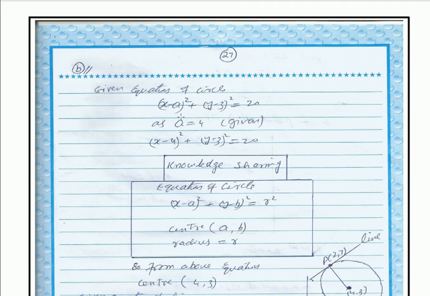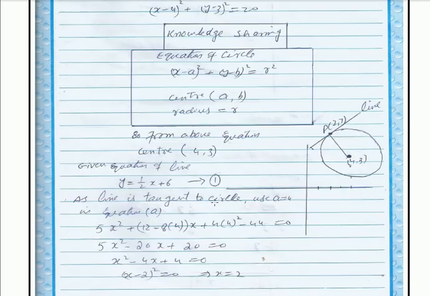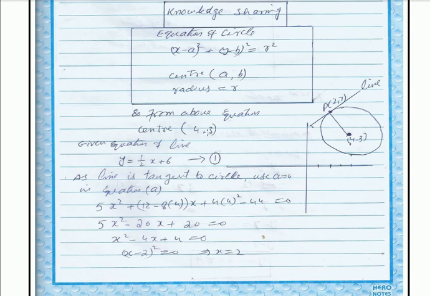In part B, the given equation of circle is (x minus a) whole square plus (y minus 3) whole square equal to 20. As a is equal to 4 as given in the question statement, we know that the general equation of circle is (x minus a) whole square plus (y minus b) whole square equal to r square, with center a and b and radius r. So from the above equation, center is (4, 3), and the given equation of line is y equal to 1 by 2 x plus 6.